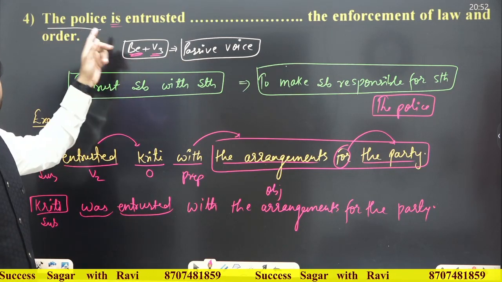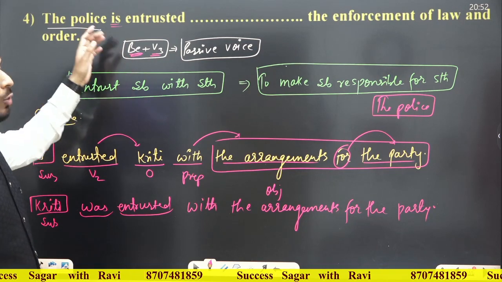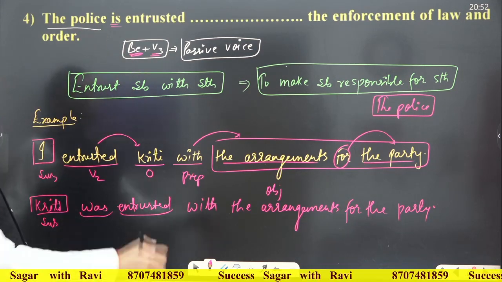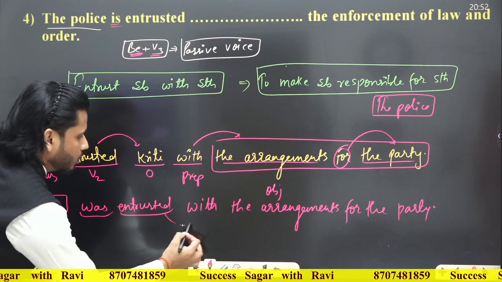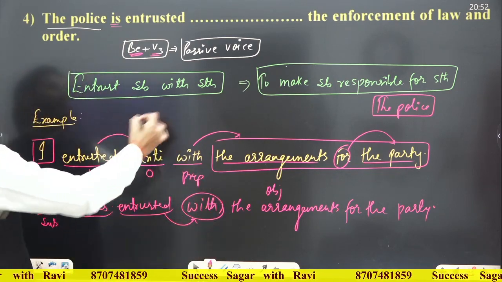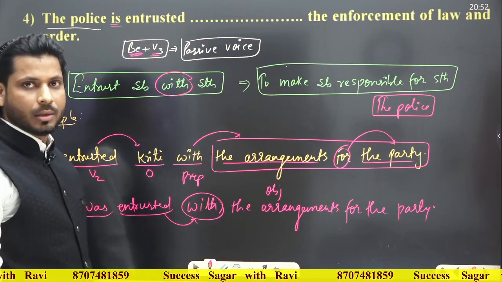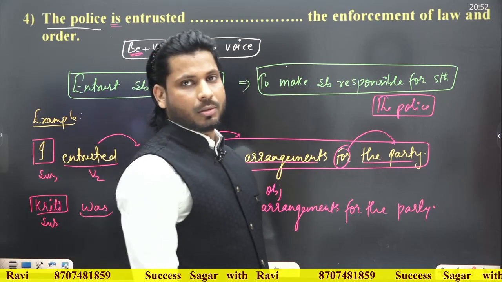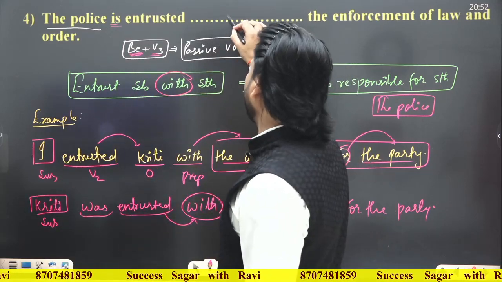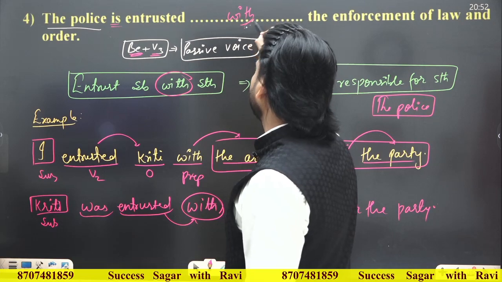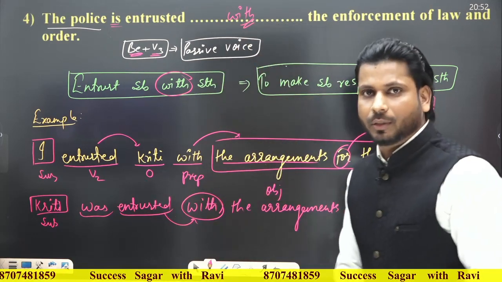Are should be used. If you are using the police, you will have to use are. If you are using the policeman, is okay. So entrusted. Entrusted is here. What about the preposition? This is the preposition that I have used over here, but this is written in active voice. The given sentence is written in passive voice. If it is in passive voice, we'll have to use this particular preposition with. Got it? So this is the explanation of the given question.